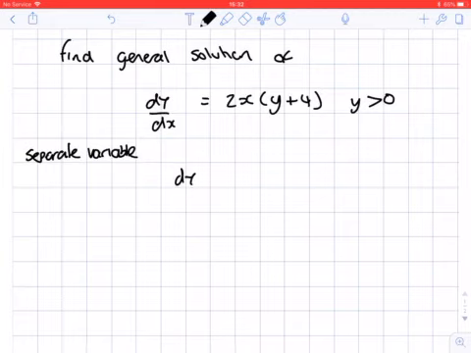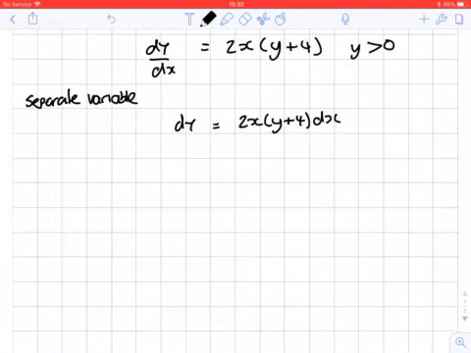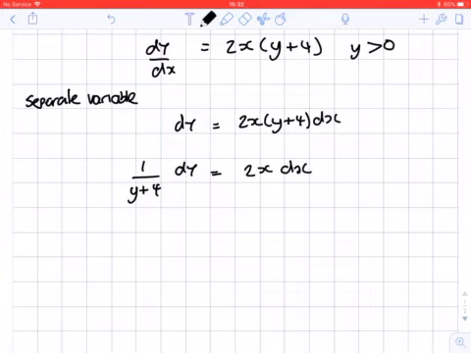So that's going to give me dy is equal to 2x multiplied by y plus 4 multiplied by dx, like that. Now, what we do need to do now is obviously remove the y plus 4 from the right-hand side. Because it's part of that multiplication, I'm going to divide through. So I'm going to write it in a very specific way, which will become obvious shortly. 1 over y plus 4 dy is equal to 2x dx. Now, the reason I've done that is I could have written dy over y plus 4, but I want to separate out the two expressions.